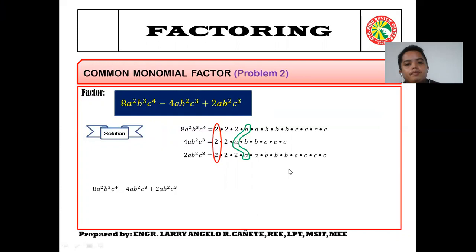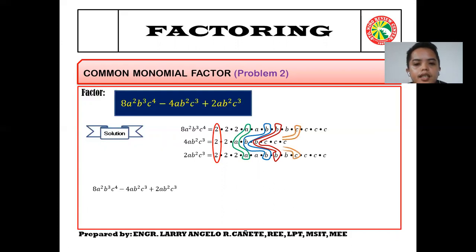Now, for the next variable, B, these are the common for B. As you have noticed, for B cubed, B squared, and B squared, they have common only up to B squared. After B cubed, there is no common in term 1, term 2 and term 3 of the expression. So these are the common for B, B squared only.